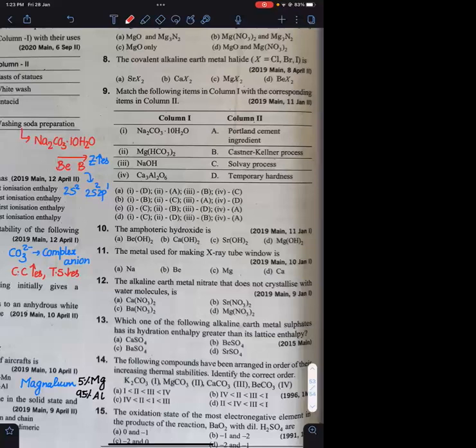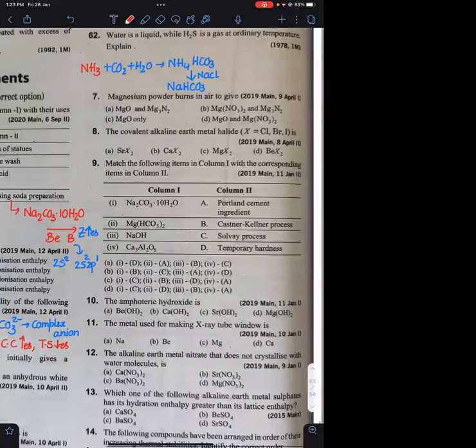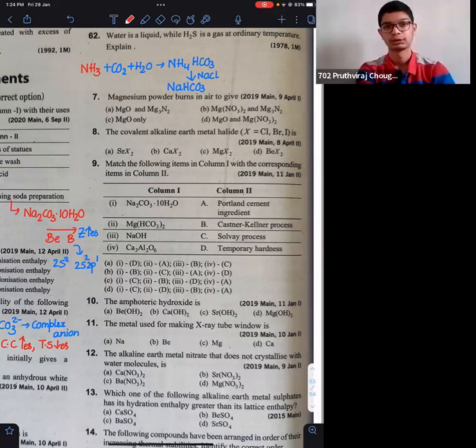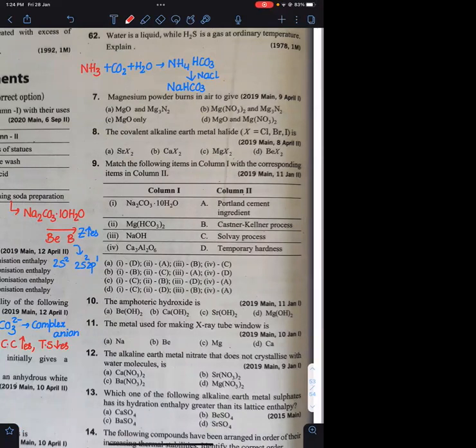Any doubt anyone? Question number 7. Magnesium powder burns in air to give? Answer? Option A. It gives you a combination of oxides as well as nitrides. If you have group 1 elements, they cannot form nitrides except lithium. The rest will form only oxides. This being group 2, all group 2 elements can form nitrides as well as oxides.